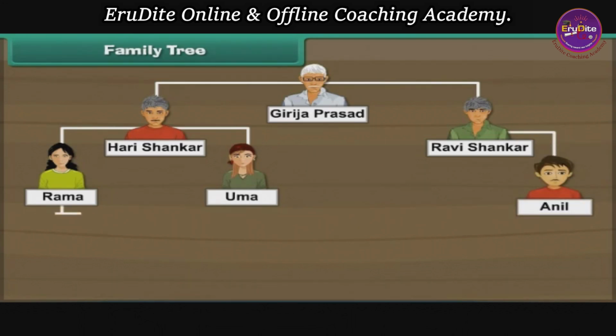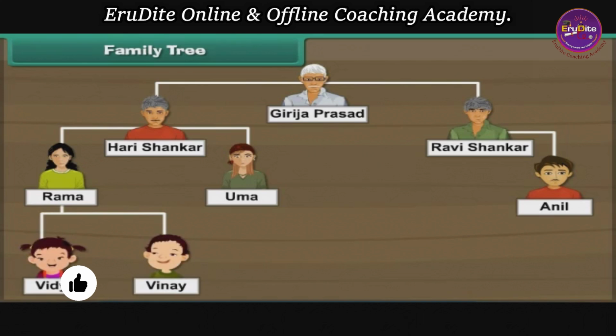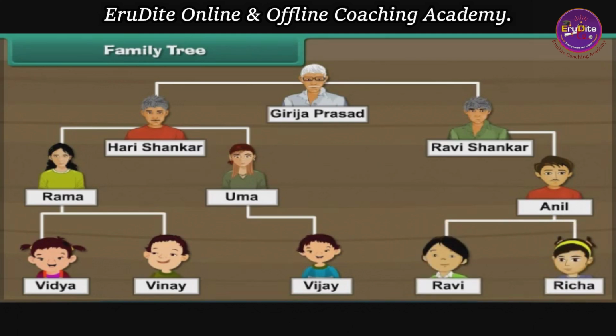Rama has a daughter, Vidya, and a son, Vinay, while Uma has a son, Vijay. Anil has a son, Ravi, and a daughter, Richa. The family tree of Ravi's joint family is now complete.